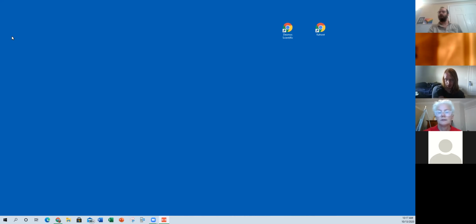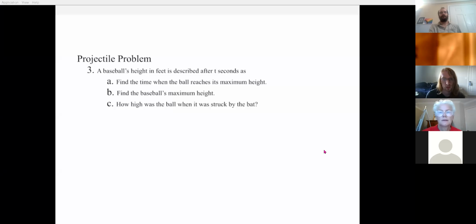It's not moving. Get my screen to stop moving. Okay. For some reason, it doesn't like sharing that second screen. Okay. Shoot, I've lost the equation.